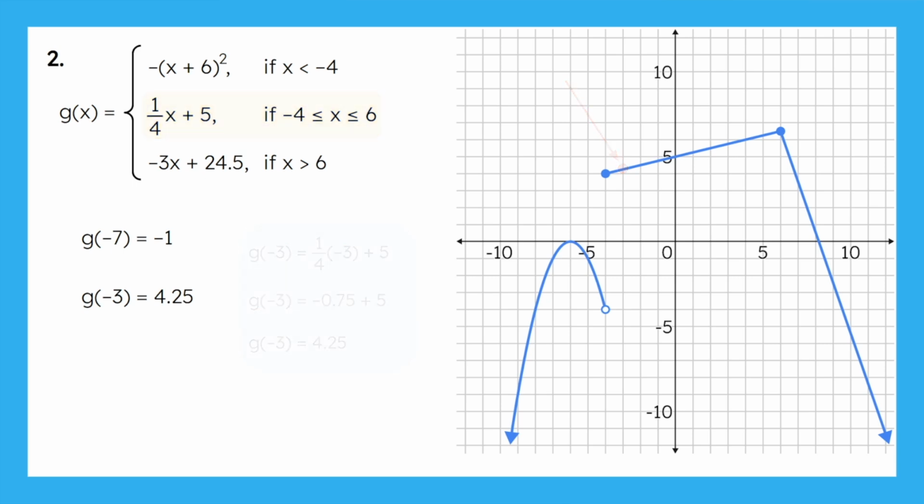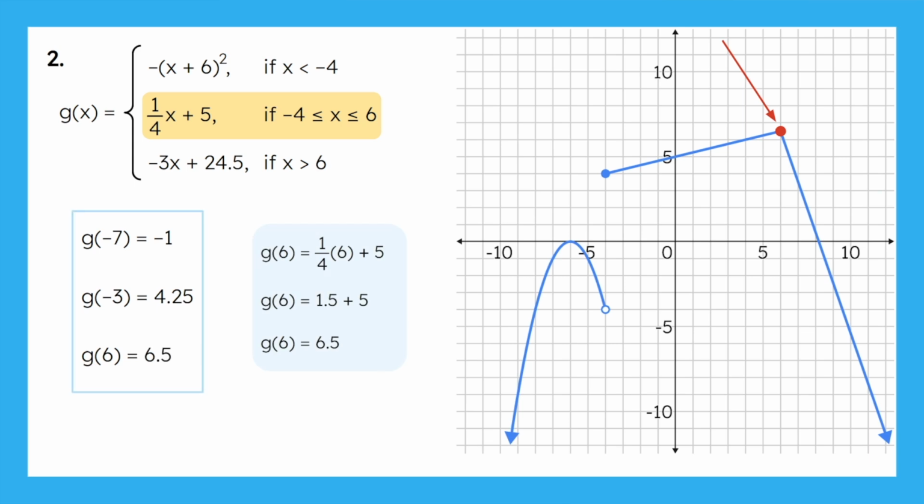The graph shows that there is a valid output for an input of 6, between 6 and 7, but since it's not a whole number, we'll need to use the function to evaluate. Which interval should we use? Looking at the function, which interval includes 6 in its domain? That would be the second one, 1/4 x plus 5. So we'll substitute 6 into that subfunction and evaluate to give us an output of 6.5.